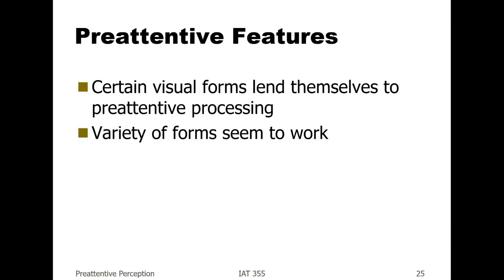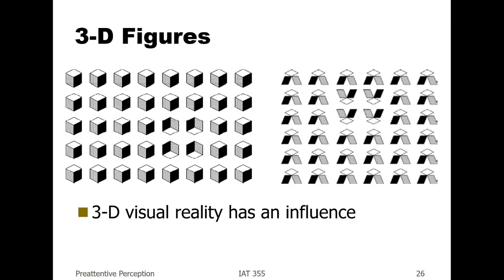So, for pre-attentive features, certain visual forms lend themselves to pre-attentive processing. And a variety of visual forms seem to work. So let's talk about some other variations of things that seem to work and things that are harder. So 3D seems to work as a pre-attentive property.